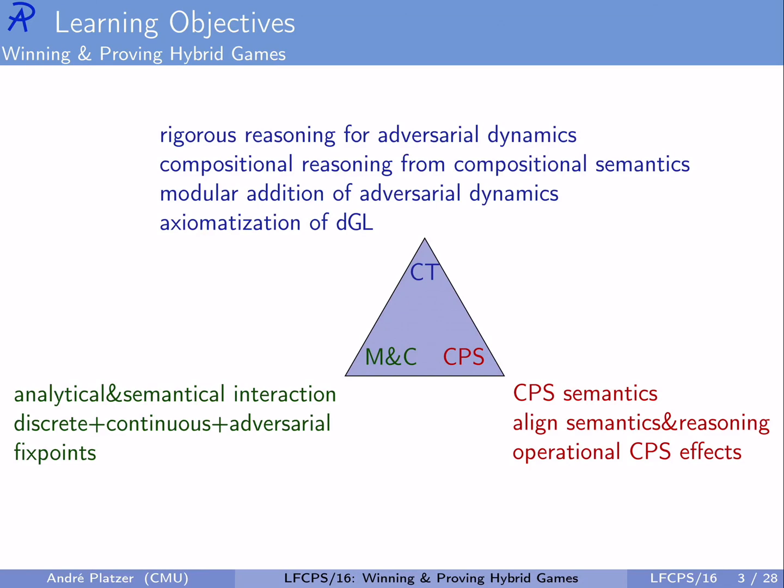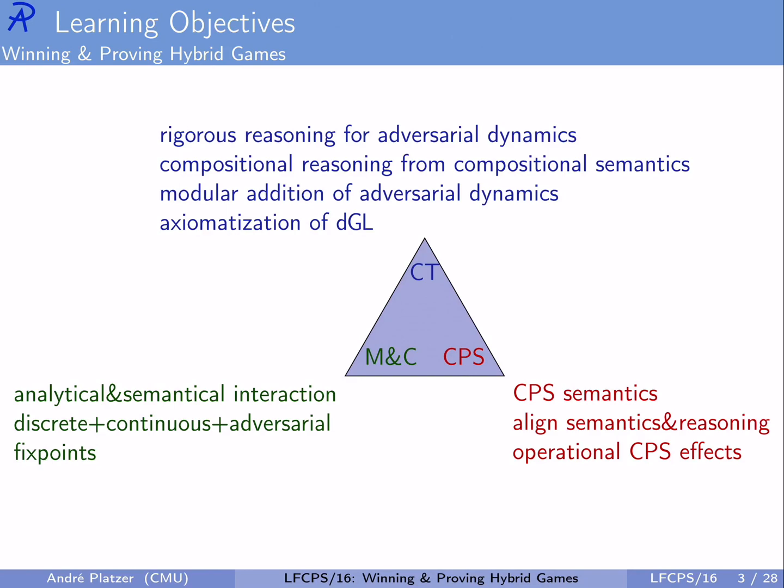On the CPS skills side, we'll develop a deeper understanding of the semantics of CPS models with adversarial behaviors by carefully relating their semantics to their reasoning principles and aligning them in perfect unison at the end of the day. That's another example how an axiomatic development shines a complementary, helpful light on semantic reasoning principles. The two of them, of course, go hand in hand.